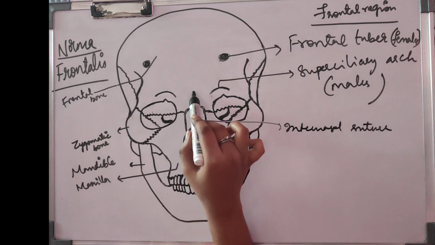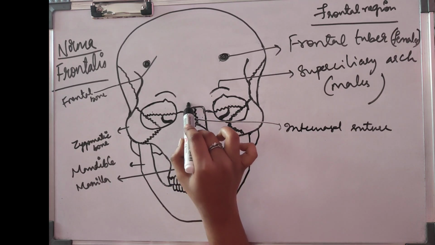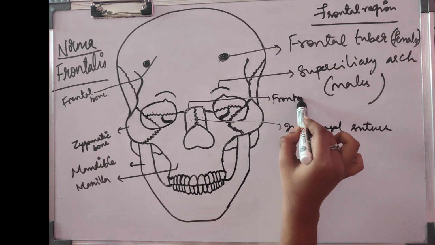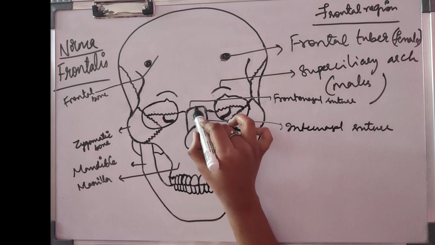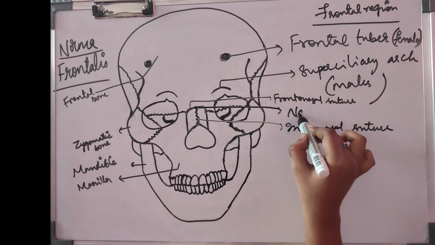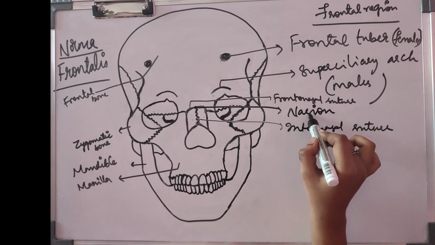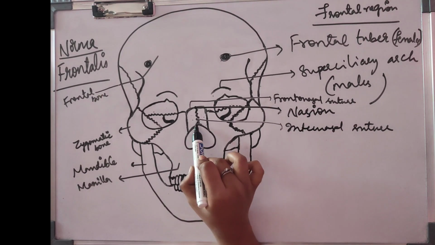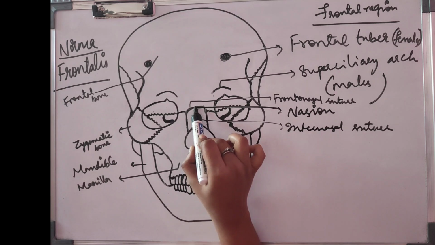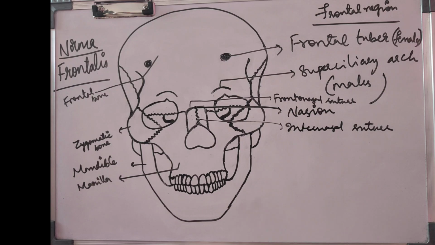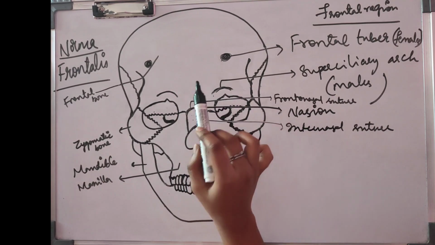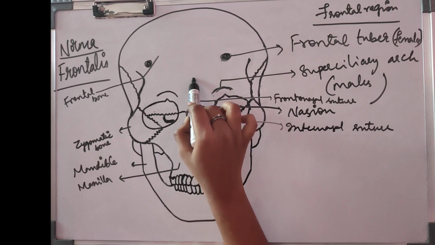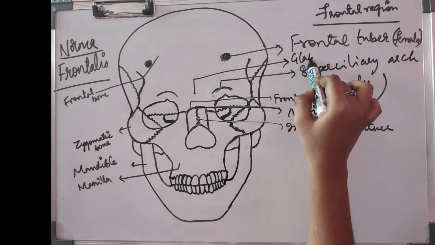And if you see here, this is the frontal and this is the nasal, so this becomes the frontonasal suture. This is nasion, which is the median point at the root of the nose. That is, the internasal suture is meeting the frontonasal suture at the median point on the root of the nose. Between the two superciliary arches, we find one median elevation that is known as glabella.